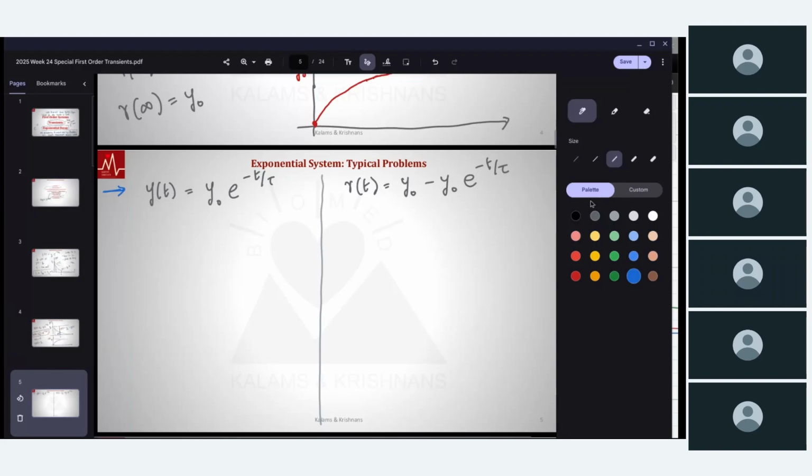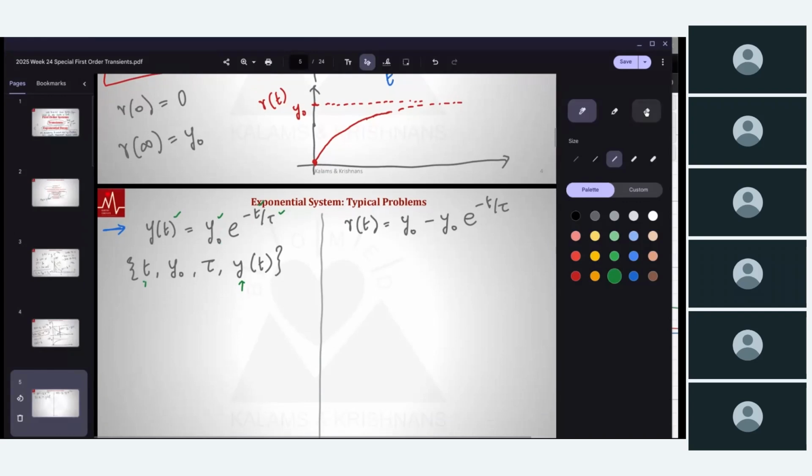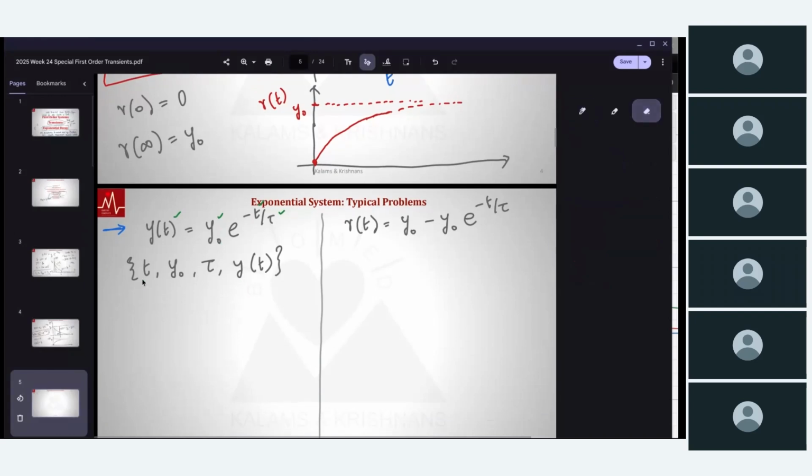There are 4 things that are related here: the time, the initial value, the time constant, and y of t, the value at time t. E is a constant, fixed. There is one relation among these four values. At a given t, y of t is a value. For example, give me a time: time is 1, time is 2, 1.5. Y of t is a value. So these 4 values are connected. Typically what they do is, given any 3, find the other.